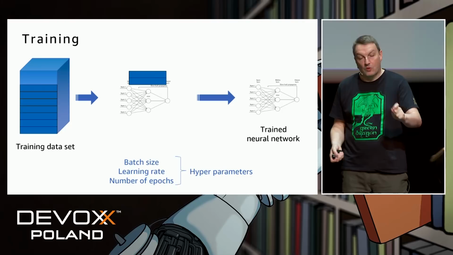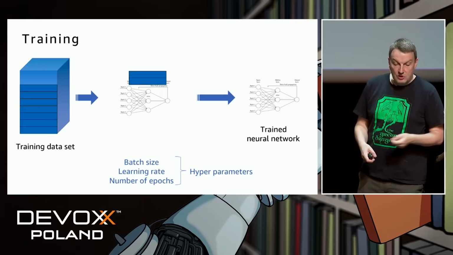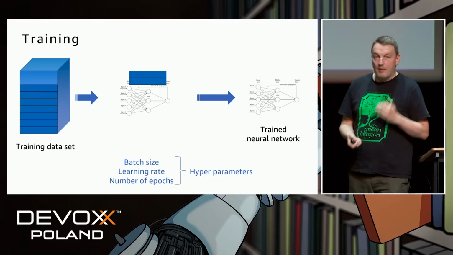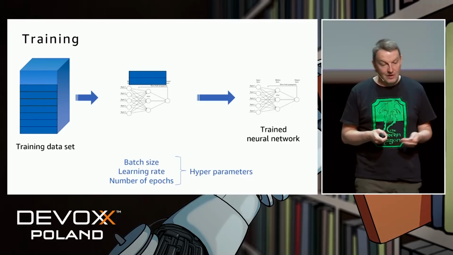Small learning rate, small updates to the weights. Large learning rate, large updates to the weights. Again, too small will be a problem, too large will be a problem. And the number of epochs is how many times you go through the data set. These are called hyperparameters, and if you don't get them right, you will have lots of problems training. So that's the big picture. It's not really complicated.